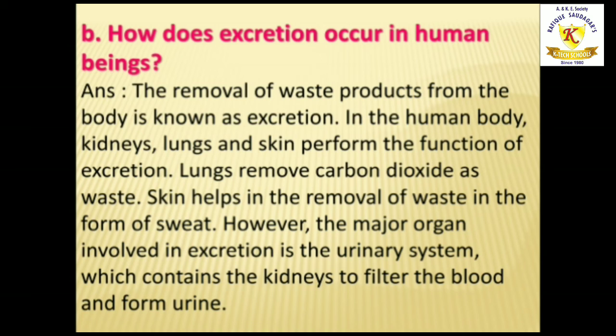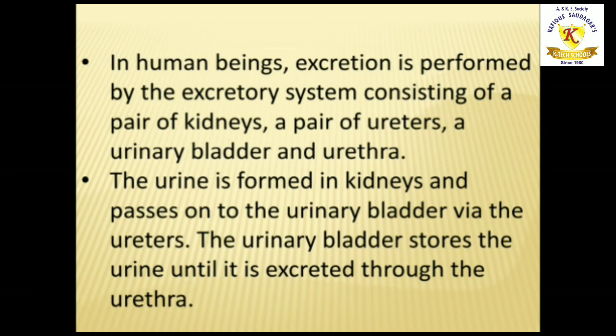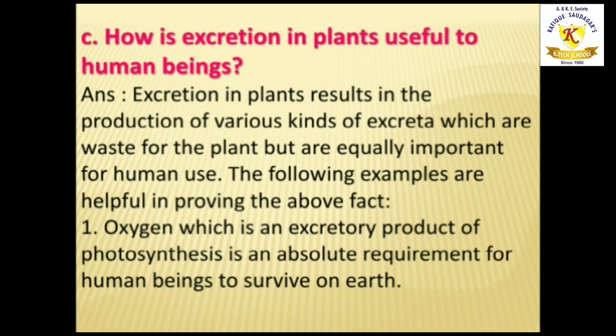In human beings, excretion is performed by the excretory system, which consists of a pair of kidneys, a pair of ureters, a urinary bladder and urethra. The urine is formed in kidneys and passes on to the urinary bladder via the ureters. The urinary bladder stores the urine until it is excreted through the urethra.